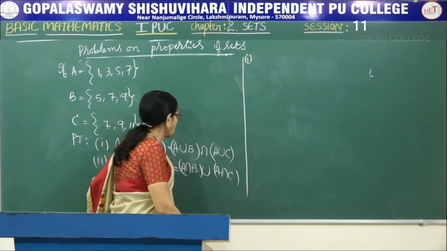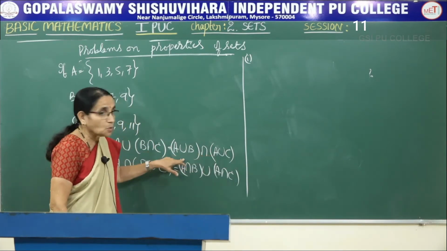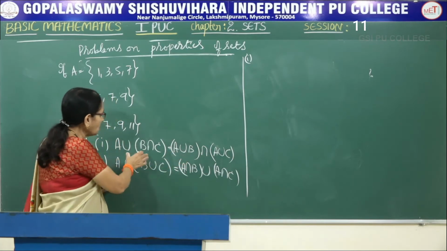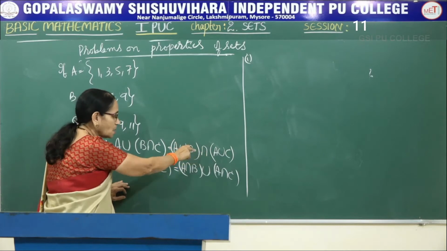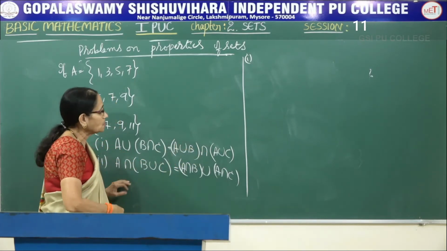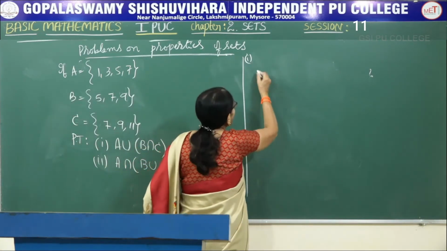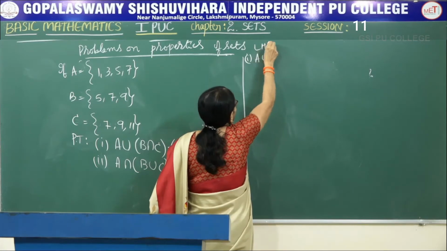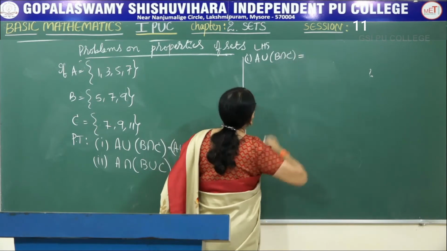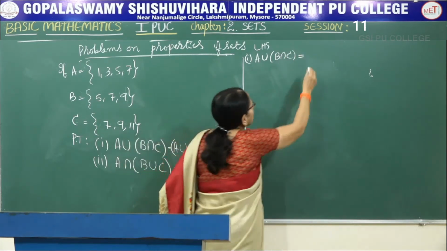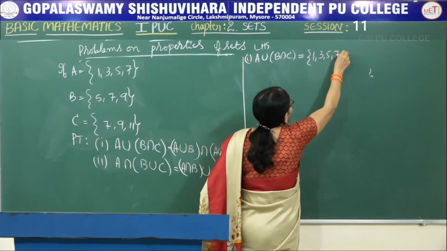Let me take the first one. First I take the left hand side, because in the right hand side there are two parts here. First I take the left hand side, arrive at a result. Then take the individual parts on the right hand side, take the intersection, then we will see whether they are equal to each other or not. So the left hand side is A union B intersection C. Now A means, first you write the set A, which has 1, 3, 5, 7.